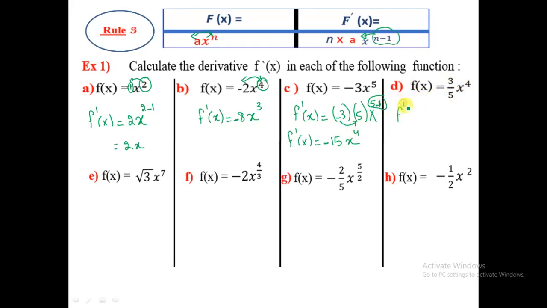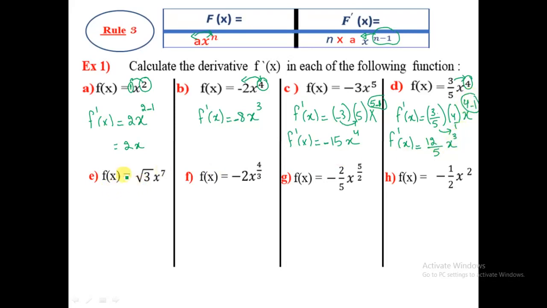In part D, we have f of x equals 3 over 5x to the power 4. In this case, we will say f prime of x equals the coefficient, which is 3 over 5, multiplied by the power, which is 4, multiplied by the variable, and here the power will be reduced by 1. So we will get f prime of x equals here over 1, 3 times 4 is 12 over 5 times 1 is 5, multiplied by x to the power 4 minus 1, which is 3.